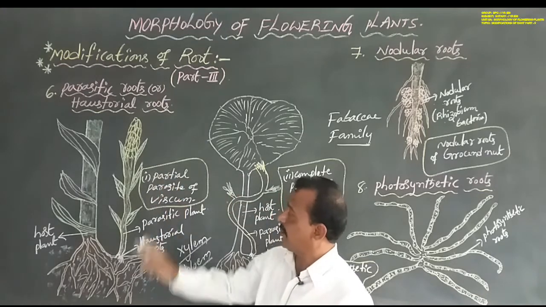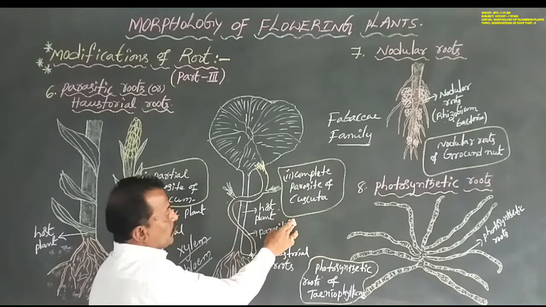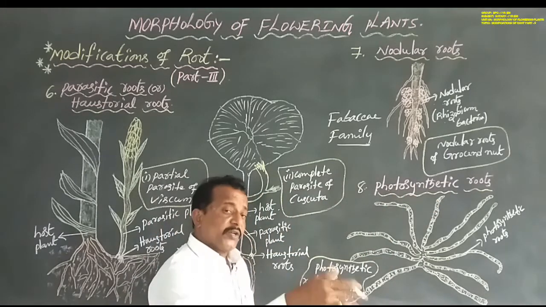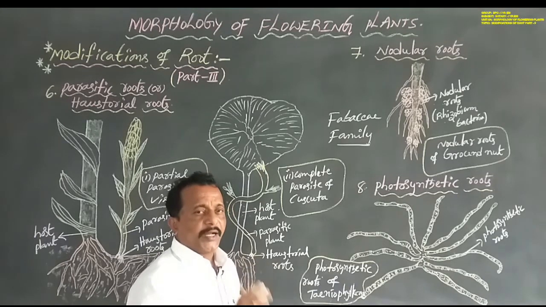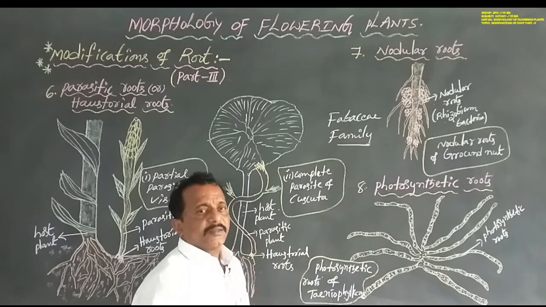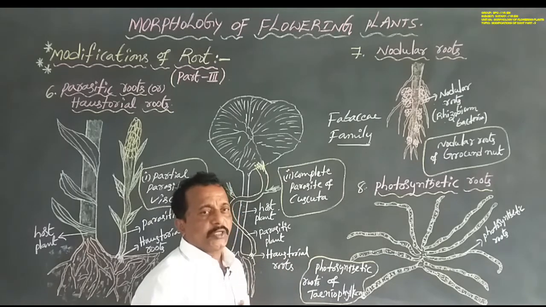In partial parasitic plants, such as Viscum and Striga, roots are absent; instead haustorial roots develop. In complete parasitic plants, such as Cuscuta and Rafflesia, roots and leaves are absent, only the stem is present, and haustorial roots develop. But for photosynthetic roots, that is Taeniophyllum, stems and leaves are absent, only roots are present. Don't get confused here.